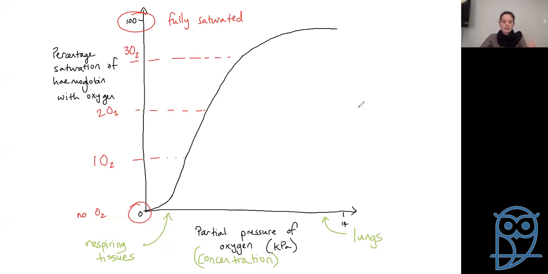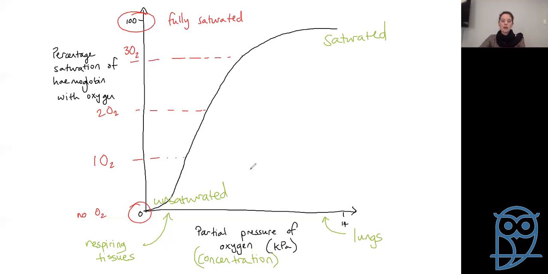What this means is it links back to how saturated we are. What we're saying is that in the respiring tissues, we're going to have low saturation. Low partial pressures of oxygen, we're going to get rid of that oxygen. Whereas high partial pressures of oxygen in the lungs, we're going to be saturated. So we're looking here at different regions in the body, but we're doing it by looking at, in that area, what is the partial pressure of oxygen.